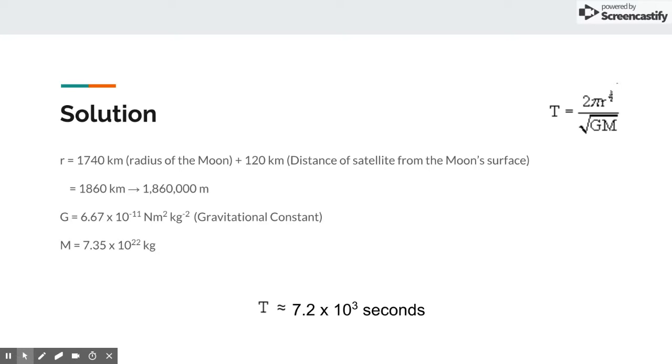Now we've plugged these values into our equation for period. We get an approximate value of 7.2 times 10 to the third seconds. And that is the solution to this problem.